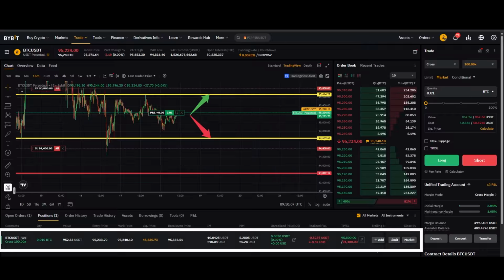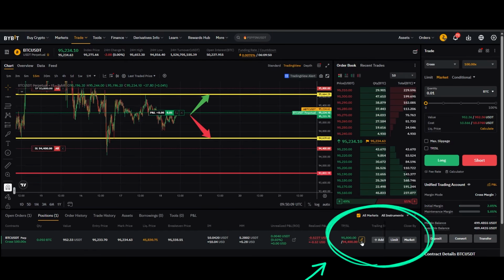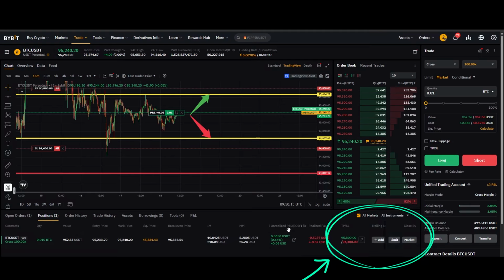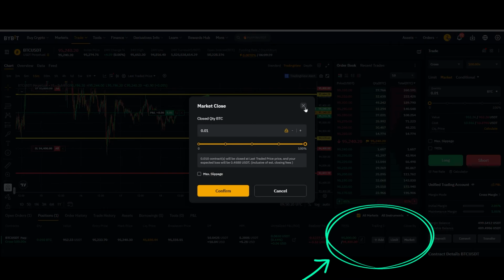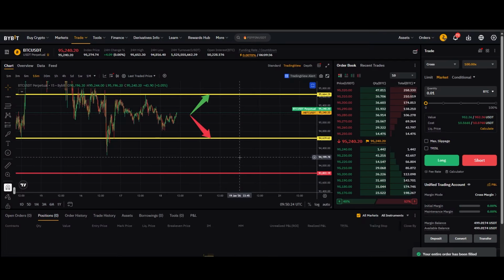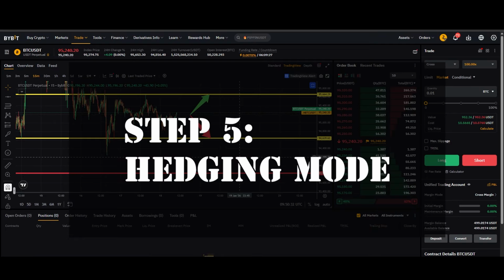When closing a position, you can close part of it or all of it. Before you click confirm, always double check the quantity. Most mistakes happen right here. If you followed everything so far, you now understand the full flow of futures trading. Now let's talk about something only experienced traders use: holding long and short at the same time.